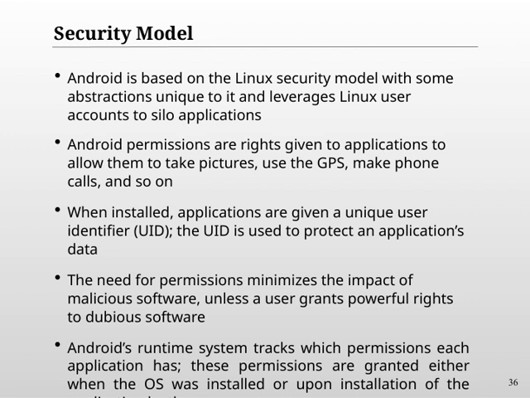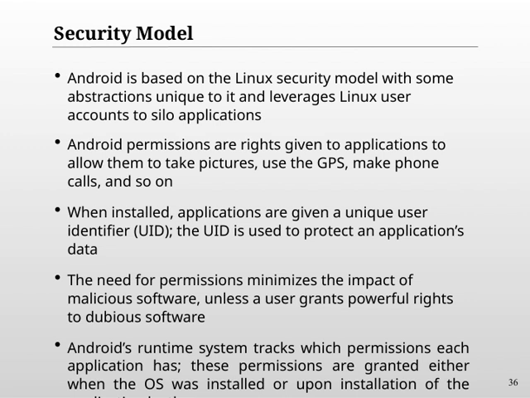Now, permissions play a big role here. They're essentially rights that applications request to access certain device features, like taking pictures, using GPS, or making calls. When you install an app, it's assigned a unique user identifier, or UID, which helps protect its data from other apps. This UID acts like a digital ID card, ensuring that only authorized processes can access an app's data.